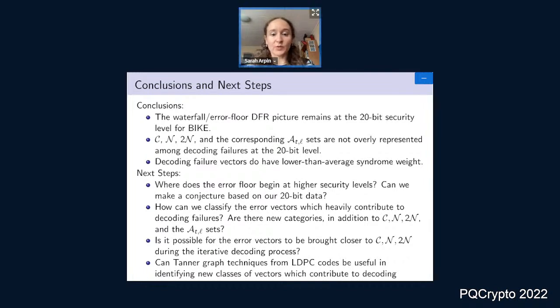For our next steps, we're going to try to extrapolate and see where the error floor might begin at higher security levels. We also want to find other ways to classify error vectors which might be likely to contribute to decoding failures. We're also looking to see what happens during the iterative bit flip decoding process. Maybe one of the error vectors gets brought closer to the set Cn and 2n during this process somehow. And we're also looking at Tanner graph techniques to classify error vectors that might cause decoding failures.